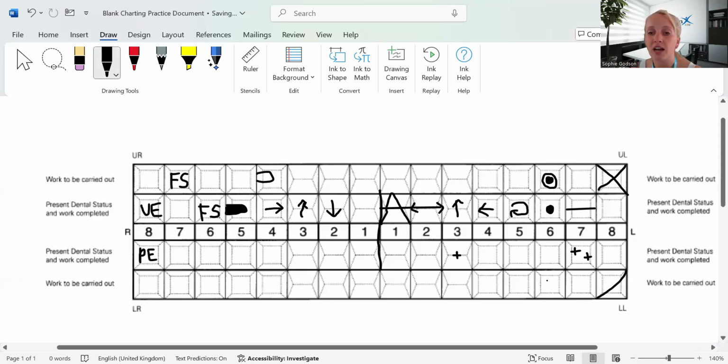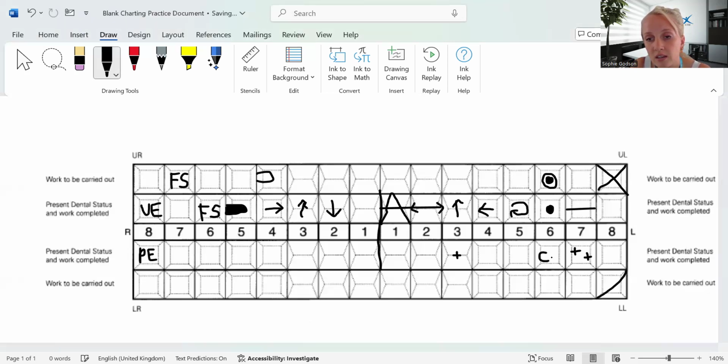Okay, let's chart our prosthetics. Okay, so we've done a denture. How do we chart a crown? For a crown, if it's a crown that's present and sound and doesn't need any treatment, you're going to just write C R on the tooth that's crowned.